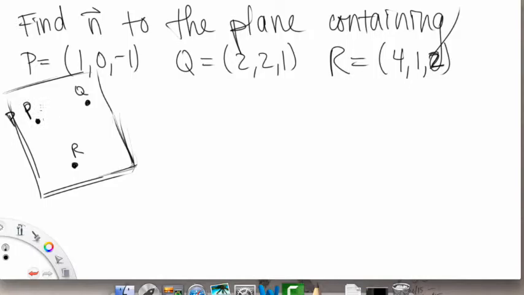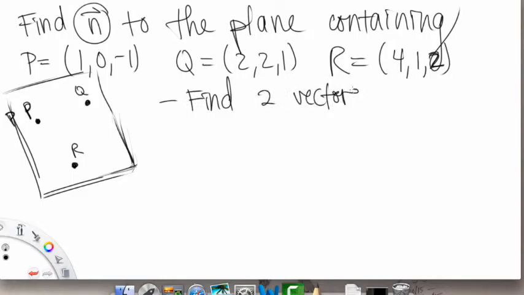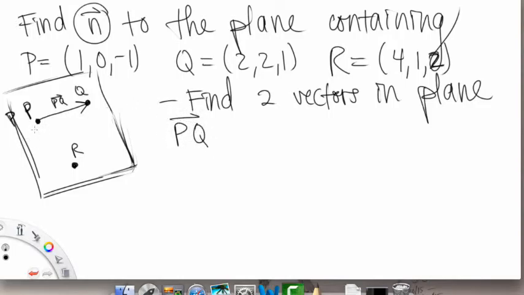Okay, so my plan is to find the normal vector. Remember, to find the normal vector, we have to find two vectors in the plane. The way we're going to do so is to just go from one point to another and draw a little arrow. So this is vector PQ, and we can find a vector PR as well. I'm just going to connect it to the R there. All right, there we go. So we're also going to find PR. This is the first step.